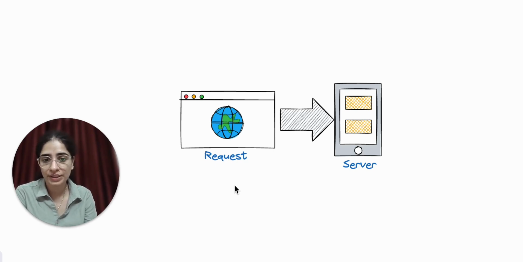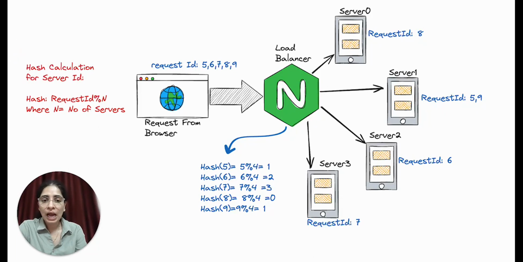So now let's talk about when we wanted multiple servers to be in place in order to receive all the requests. I'm assuming that in order to serve all requests coming from the browser, we wanted multiple servers. So right now we have 4 servers in place, server 0, 1, 2, 3. Now all the requests coming from the browser, I'm assuming they have a unique identifier called request ID. For simplicity I have taken request ID 56789.